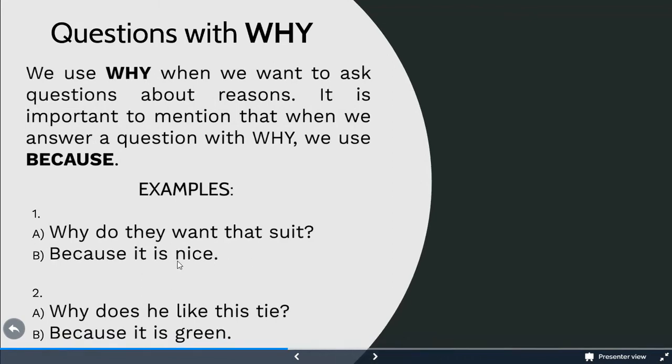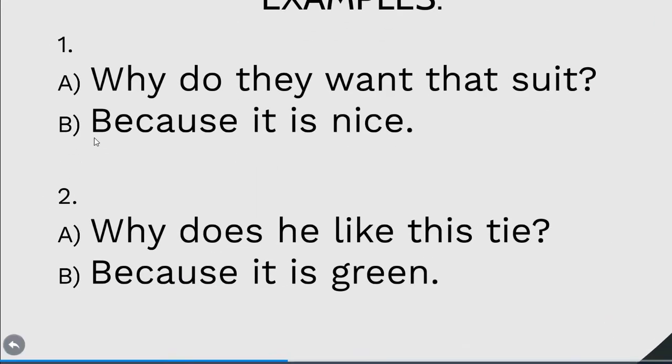Examples with why. Why do they want that suit? Because it is nice. Why does he like this tie? Because it is green. Question with why, answer with because.